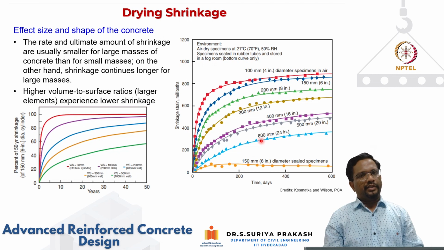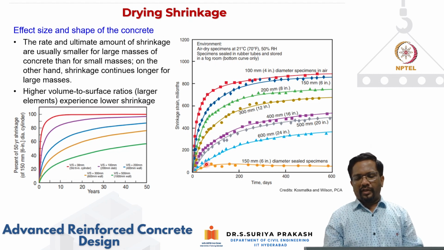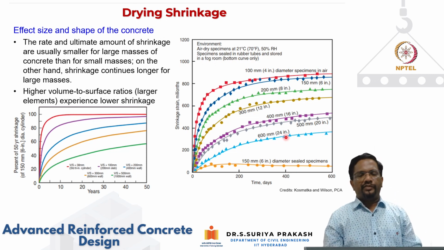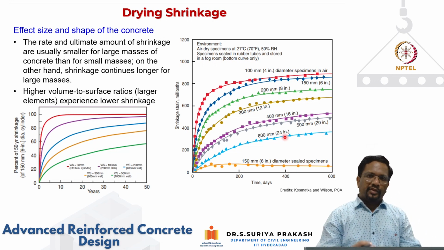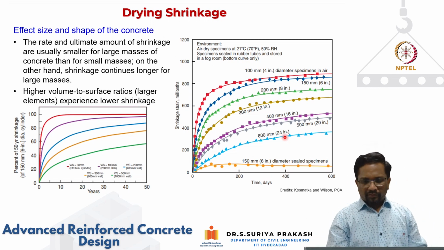For a 600 cylinder, your shrinkage strains are lesser. However, if you see this 100 cylinder, it nearly reaches a maximum value, and it does not increase much after say 200 days or so. However, if you're looking at the 600 cylinder, you can see here that the slope keeps on increasing. So that means for large masses, though the shrinkage values are lesser, it happens for a long period of time, so that we need to consider.